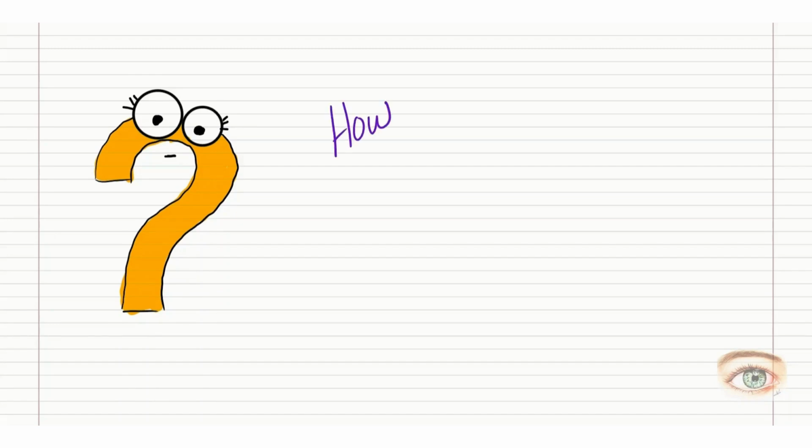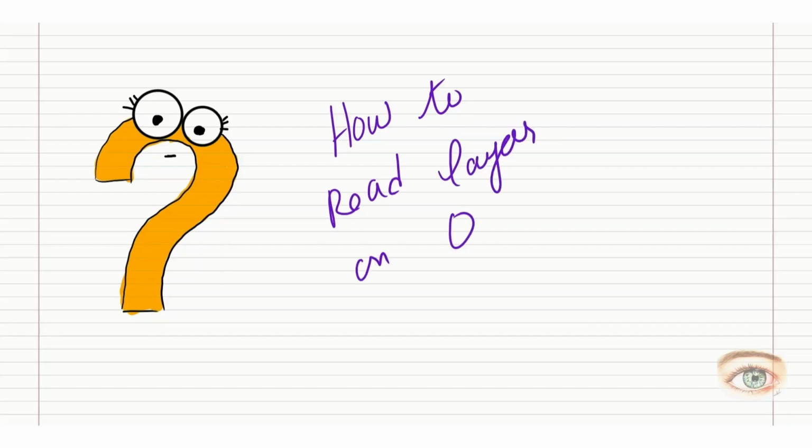And today we're going to learn how to read layers on optical coherence tomography. So let's get started. First, I'm going to explain to you the gross anatomy of the 10 layers of the retina, so I can later explain to you how to read those layers on OCT.